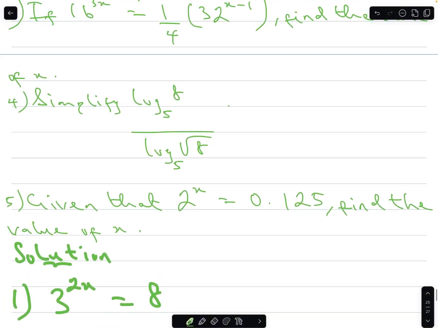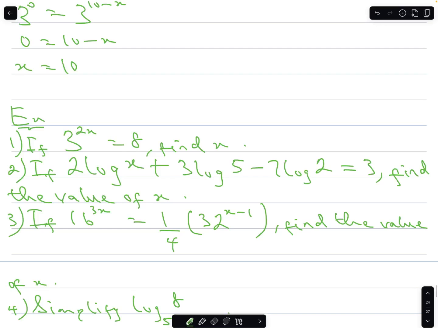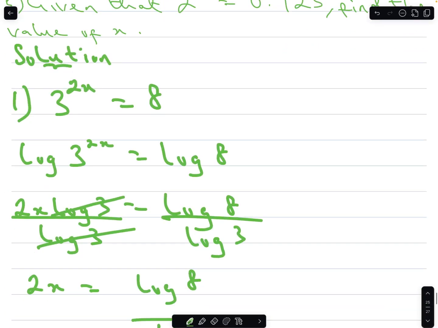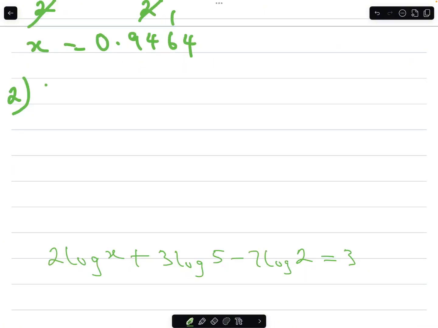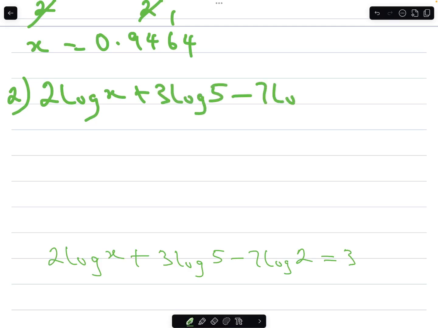What does number 2 say? If 2 log x plus 3 log 5 minus 7 log 2 equals 3. Let's write it. What did they say? What's the question? Find the value of x, right? Yes. Good.